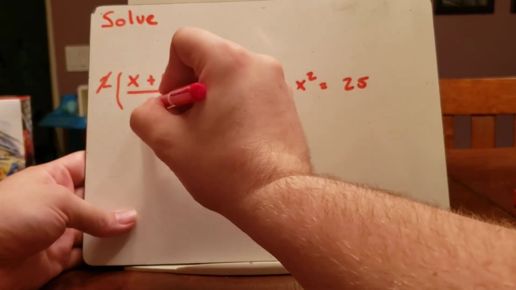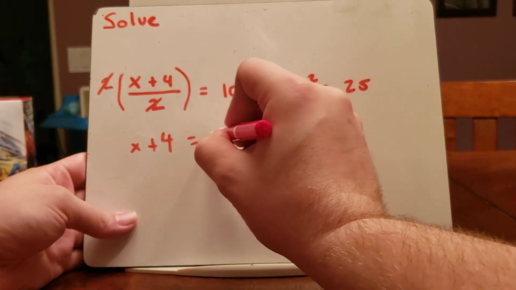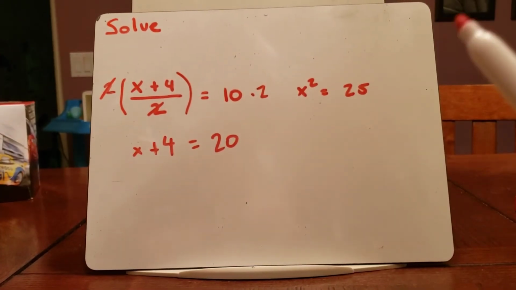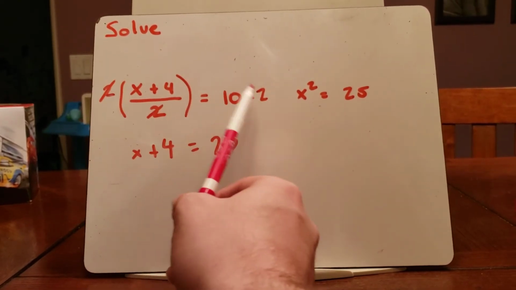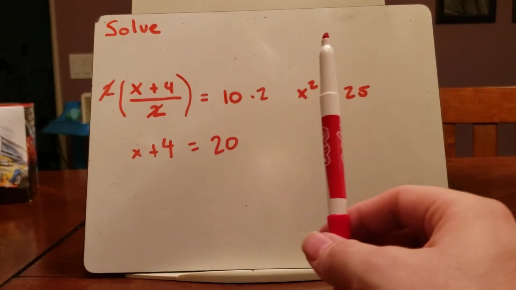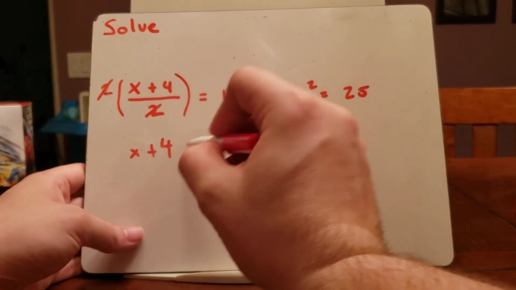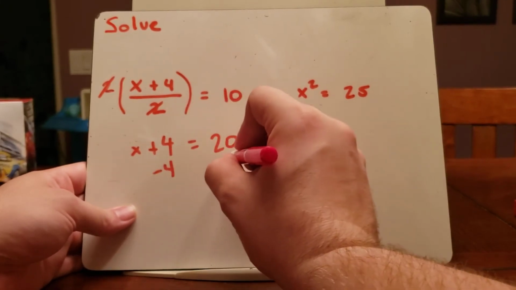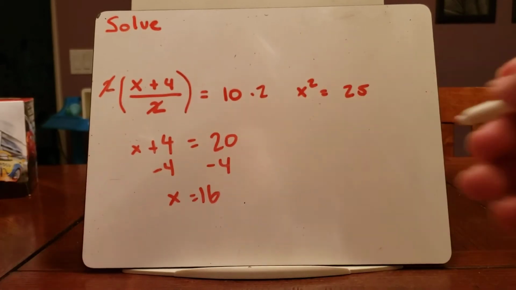Those 2's cancel, and you end up with x plus 4 on one side, and over here you get 20. Basically, since we've multiplied each side, we're just multiplying by a huge 1, and so it's still equal to the same thing. We've got x plus 4 now equal to 20. And now we can do our subtracting to move the 4 over, and we'd end up with x is equal to 16.